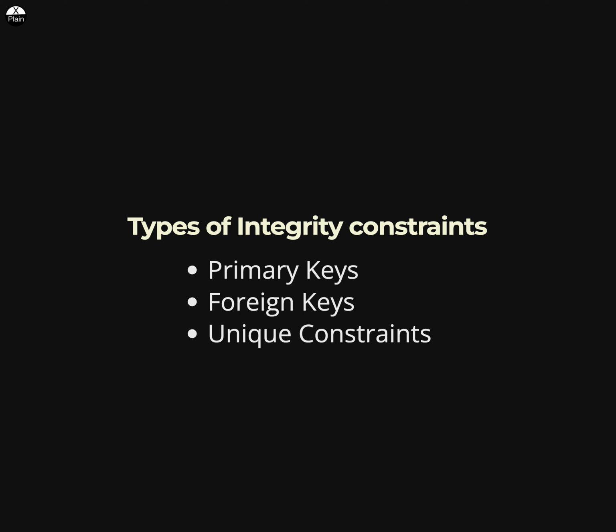A unique constraint is a rule that ensures that the values in a column or set of columns are unique across all rows in a table.